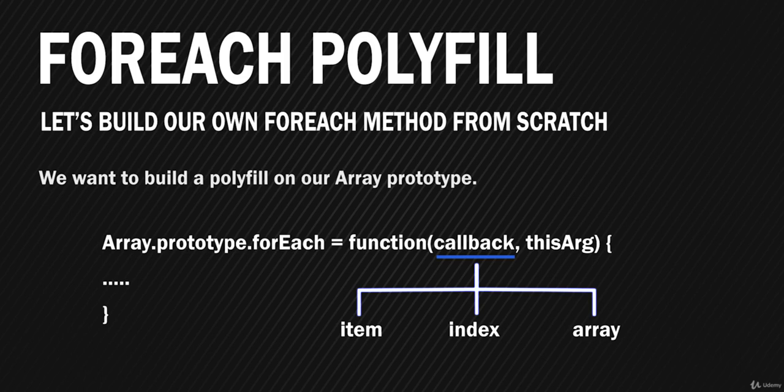actually take three arguments. And the first thing that we need to test for in our polyfill, in our custom code, is that callback has to be a function. It has to be a function that takes these items as its inputs. So let's switch over to the console and let's start writing our first bit of code.